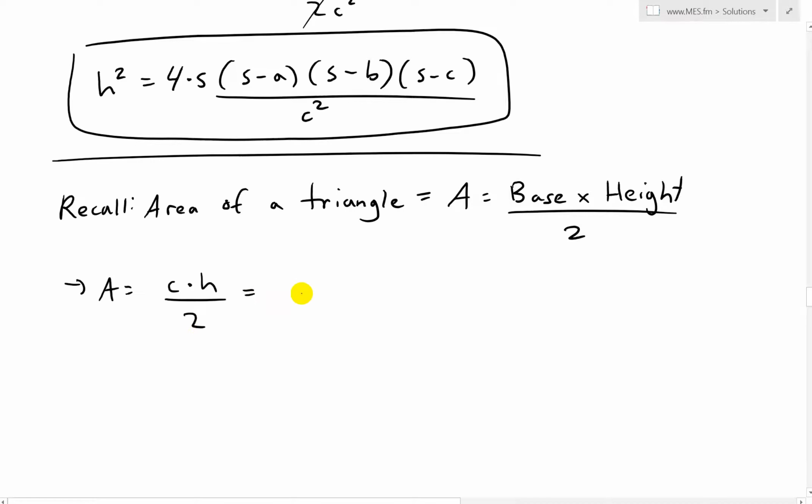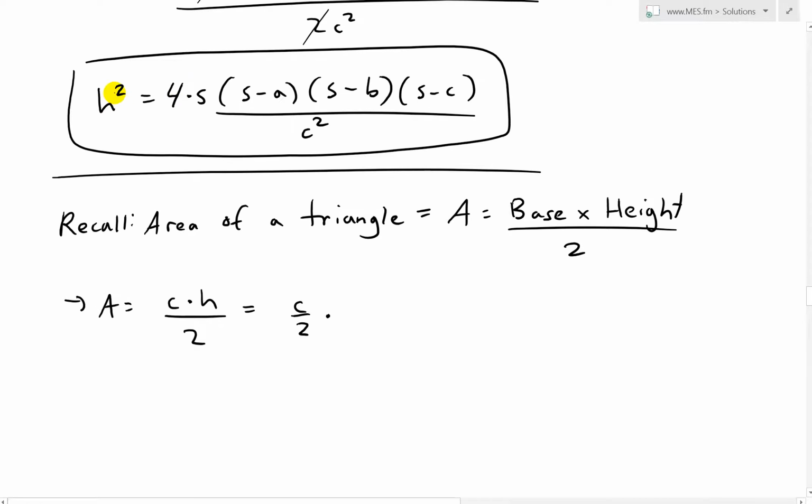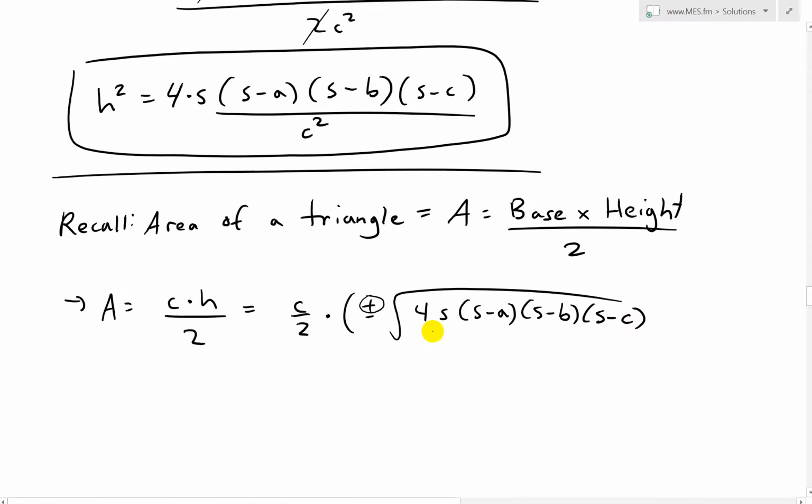So this equals c over 2 times, and now this one here, we're going to look at the square root of this. And remember, for a square root of any square like that, you could have a plus or minus. I'll put a bracket plus or minus, and then I'm just going to choose the plus, because it doesn't make sense for a negative. In this case, we want a positive area. This is going to be the square root of this whole giant thing over there: 4s, s minus a, s minus b, s minus c, all divided by c squared.